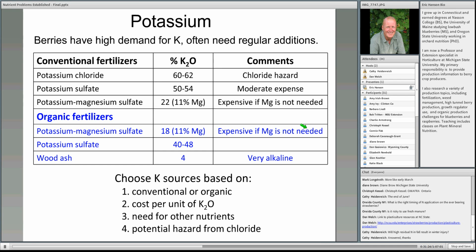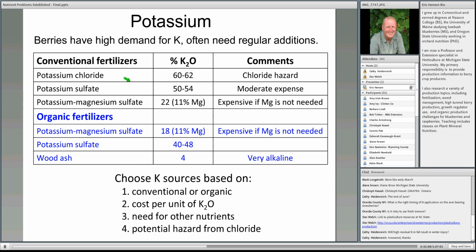The use of potassium. Most of these crops have a fairly high demand for potassium, and fields often require regular applications of potassium, perhaps not annually, but often on a regular basis. The fertilizer choices should be based on, of course, whether you're growing conventionally or organically, the cost per unit of K2O, whether you need other nutrients that might be in the fertilizer, and then potential hazard from chloride. So I'll talk a little bit about that.